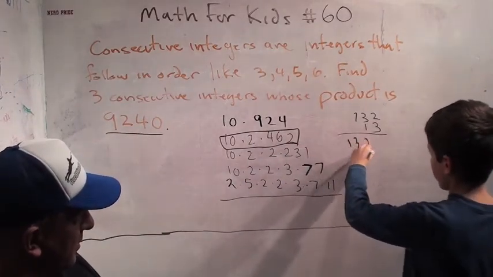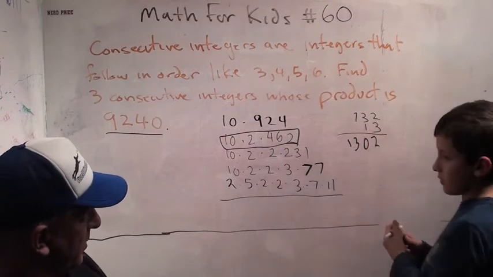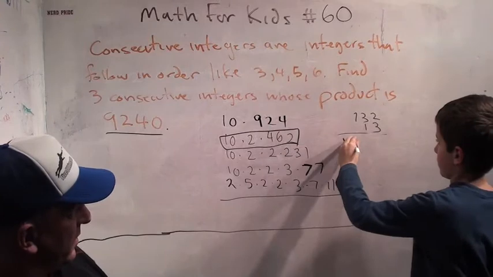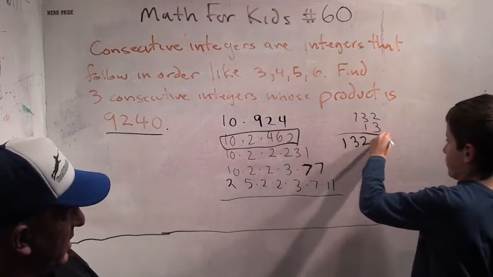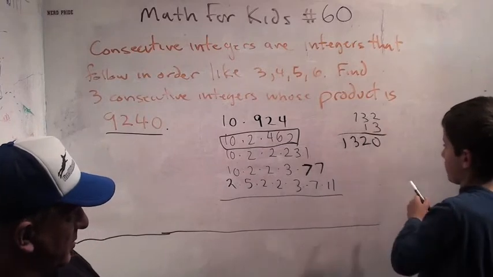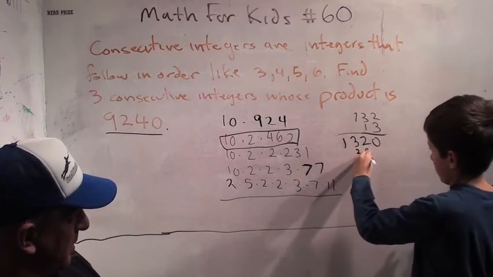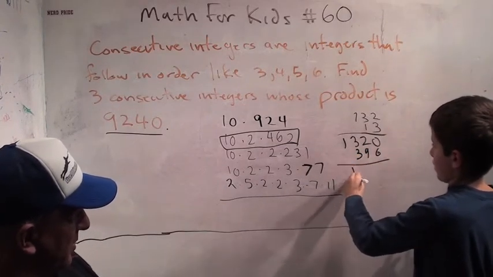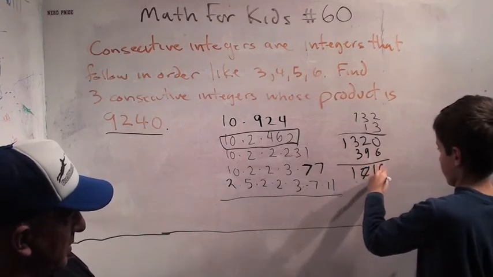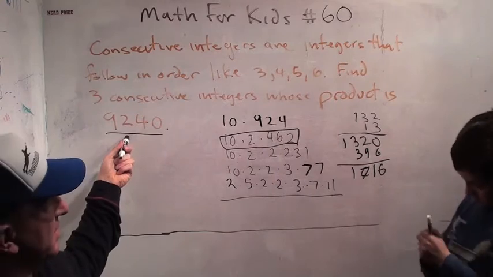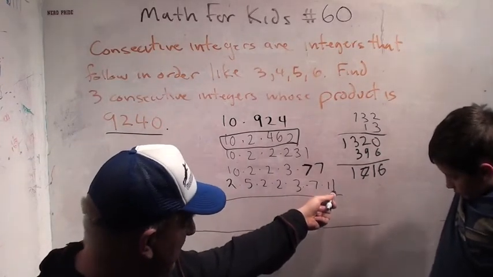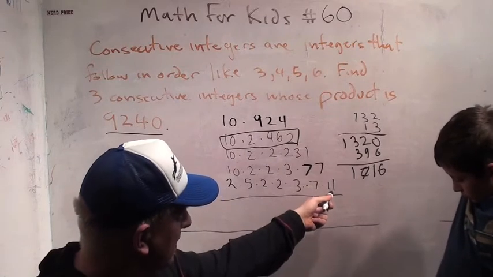Well, 1320 plus 396, okay. So this is going to be 1716, which is not even close to 9,240. So 11 is not going to be the integer to use.